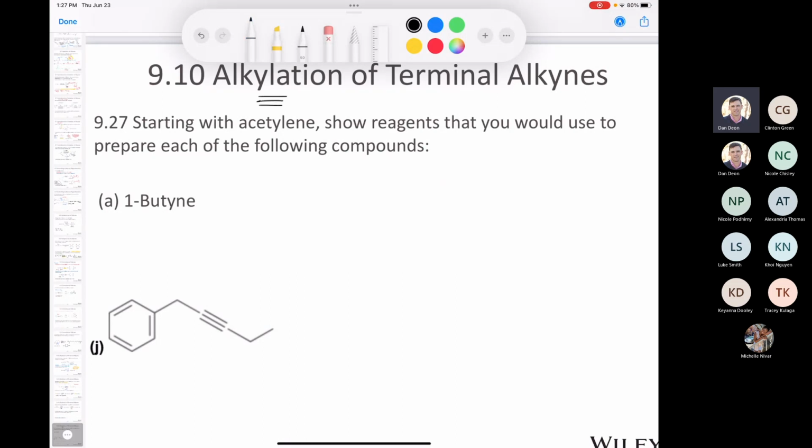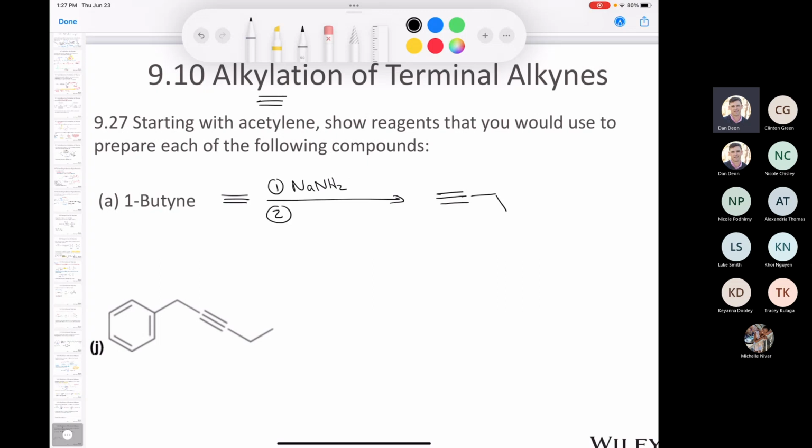Just starting with that, let's see if we can make 1-butyne. So if we want to take acetylene and make 1-butyne, all we need to do is add an ethyl group to it. The first step is going to be treating it with sodium amide to make the acetylide.